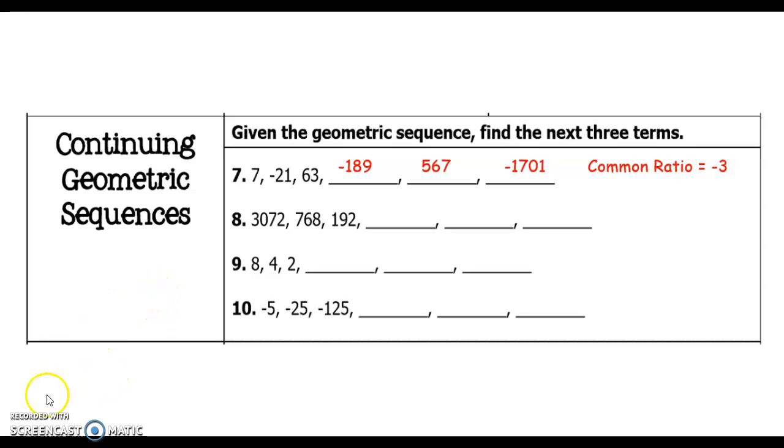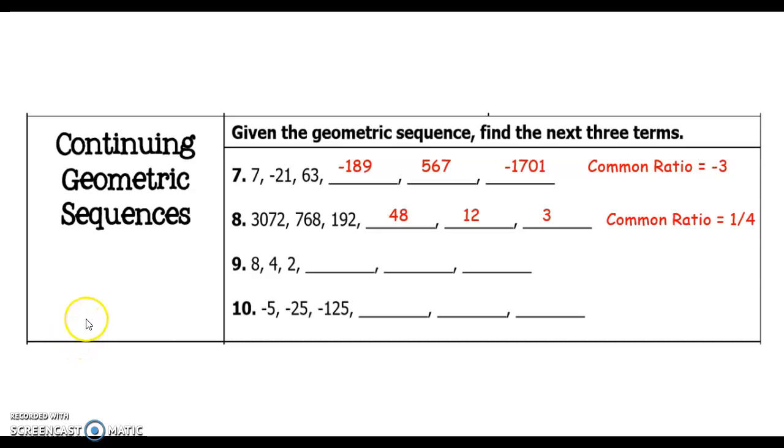I encourage you to pause the video now and try the next one. See how you did. What is 768 divided by 3072 and 192 divided by 768? Well, that common ratio is 1/4. So 1/4 times 192 would give us our next term of 48. And if we multiply 48 by 1/4, we get 12. And then 12 times 1/4 would give us 3.